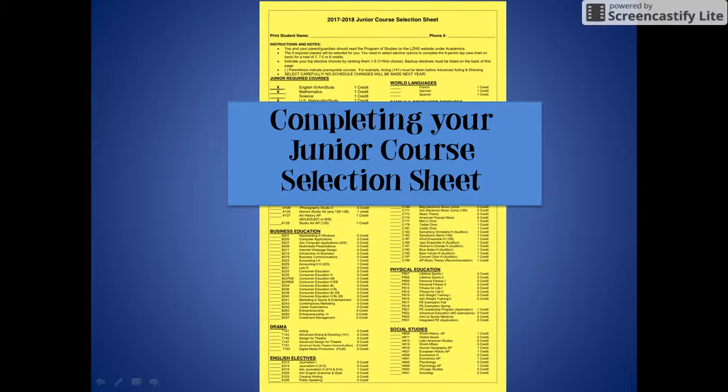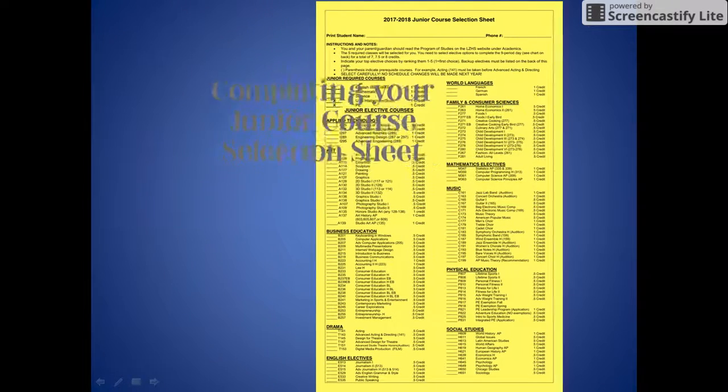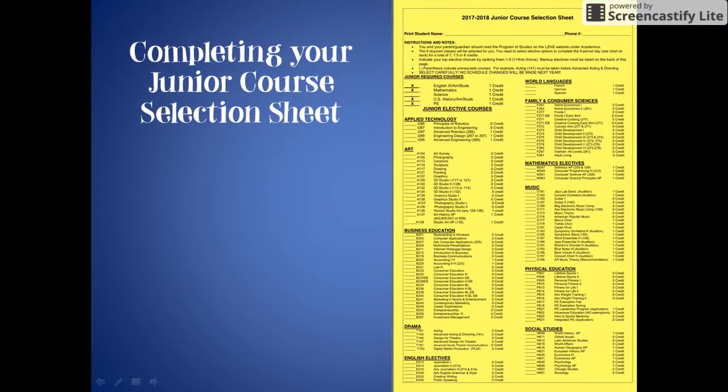This video is to help you complete your junior course selection sheet. The first thing you'll want to do when you get your sheet is include your name up at the top. Next, you'll notice that your junior required courses are listed.